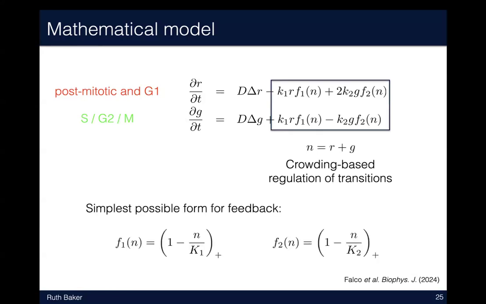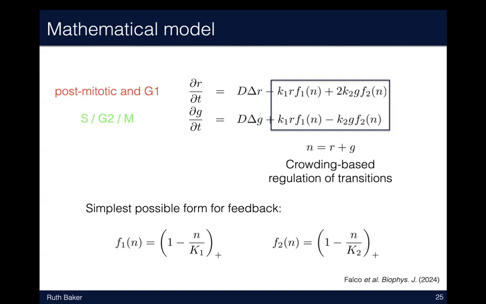To make things as simple as possible, we say they are linear functions of the density. So effectively, the rate of going from G1 to SG2M becomes 0 at capital K1, and the other parameter, capital K2, represents the process of mitosis. So mitosis stops basically when the density is K2. Now we have the diffusion coefficient, these two rate parameters, lowercase k1 and k2, and these two capital K1 and K2, which are the feedback functions. And we wanted to know if we could estimate them all.